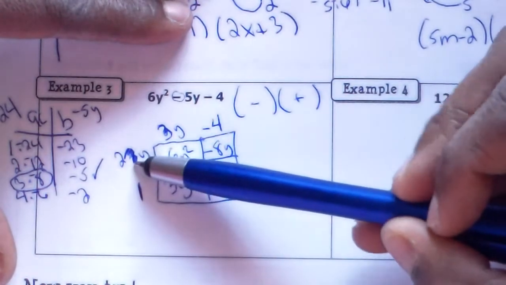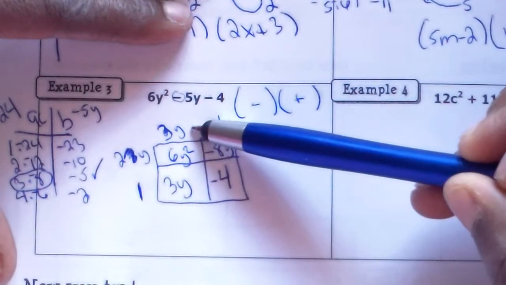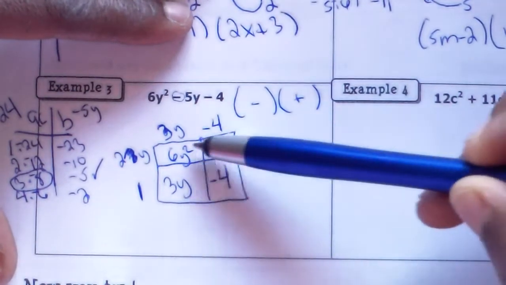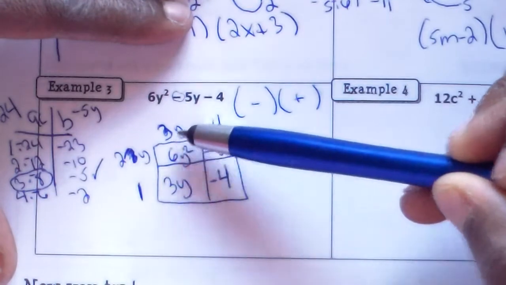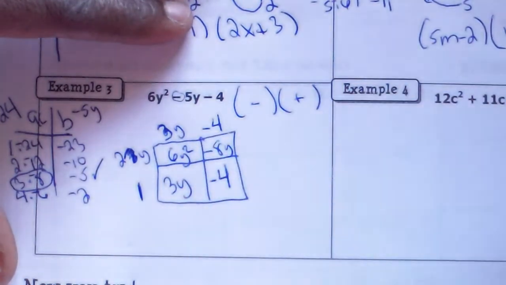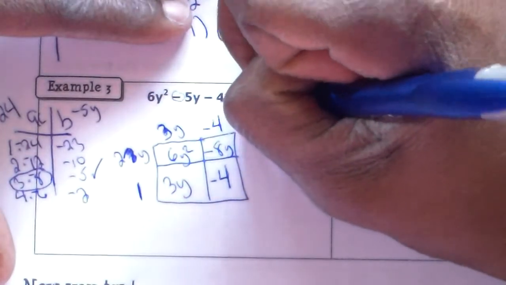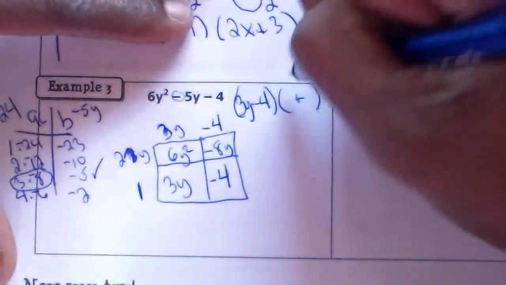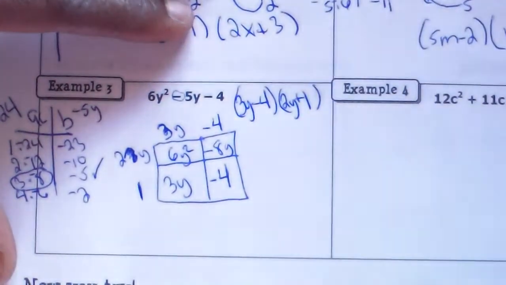You saw originally they had 3y right here and 2y up here. That didn't work because it couldn't go to -8. So then the only one that worked was 2y on the side, 3y, and then that works for the whole. So then we end up with 3y minus 4 is a factor and 2y plus 1.